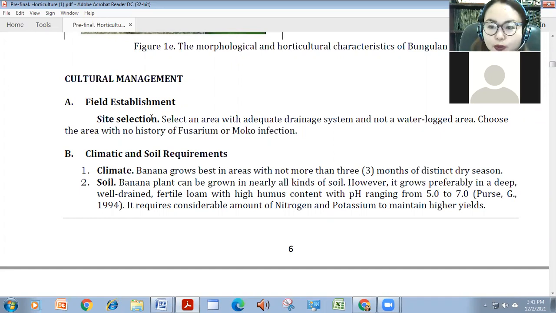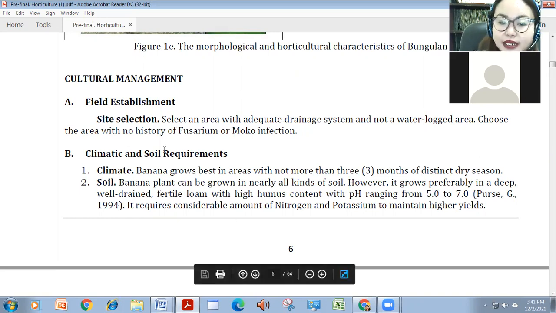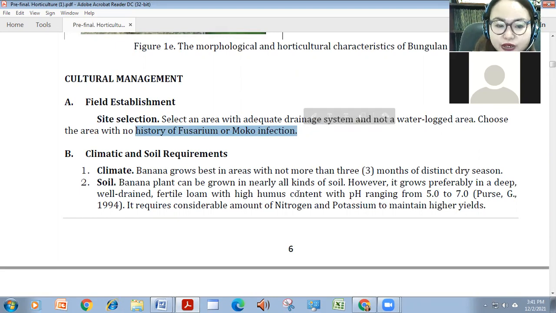So first and foremost, for banana, you have to select an area that is not waterlogged, no? It should have a drainage system. So as you can see, even if it is low or on flat land, you still have a drainage system with canals so that it can really drain. And also, most importantly, an area without fusarium or mocha infection.